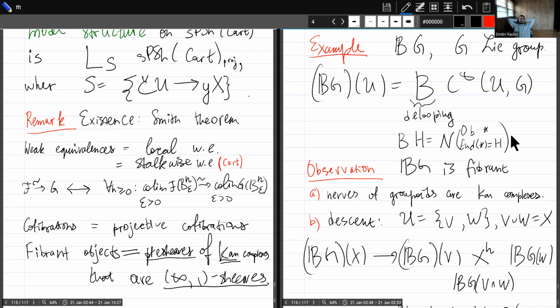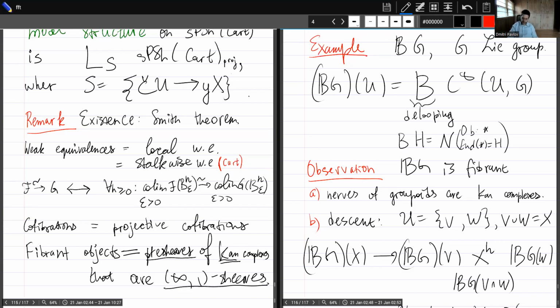All right, so let me finish for today by considering this very simple example of a delooping of a Lie group. So let's say G is a Lie group. You take your favorite Lie group, like, I don't know, invertible matrices or complex numbers of absolute value 1. And its delooping BG will be a simplicial presheaf on the site of Cartesian spaces.